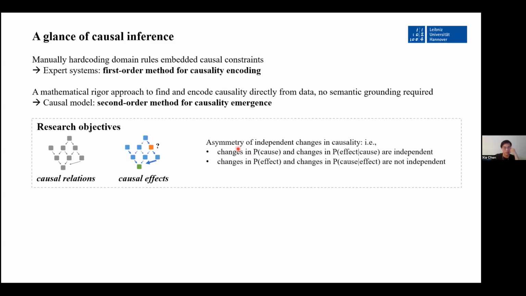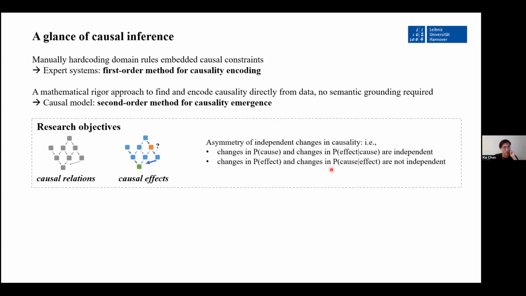They both use the probability asymmetry of independence in causality to identify and quantify it, which means changes in the probability of the cause and changes in the probability of the effect conditional on the cause are independent. And this situation, if you reverse it, won't stand.